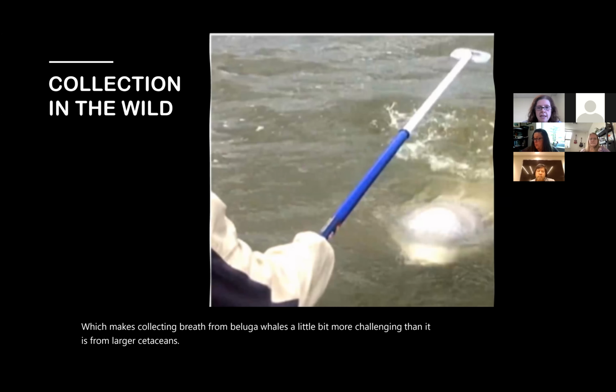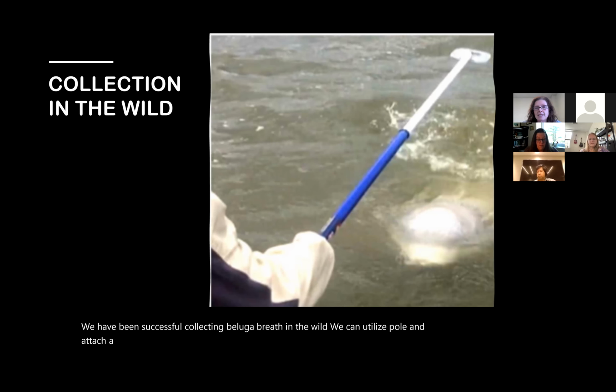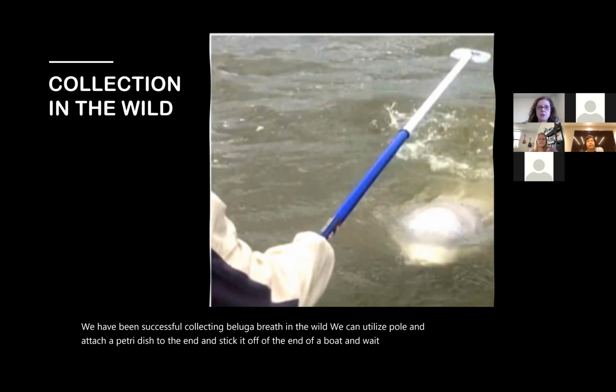We have been successful collecting beluga breath in the wild. We can utilize a pole and attach a petri dish to the end and stick it off the end of a boat and wait for a whale to come up and surface to breathe, and we can capture that breath on that petri dish.